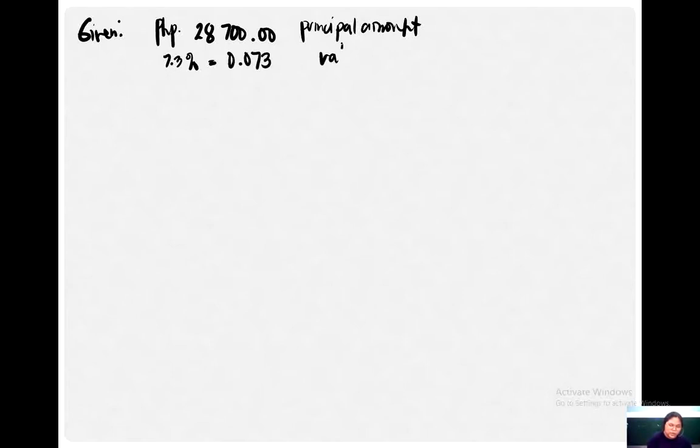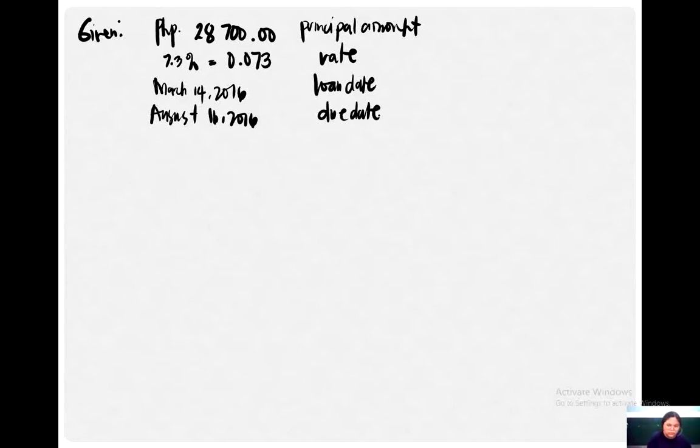Okay, so let's list down. So the first one is 28,700 pesos. So that is the principal amount. Okay. So we have 7.3% or 0.073. So this is our rate. So March 14, 2016 is the loan date. Okay. Then August 16, 2016 is the due date.